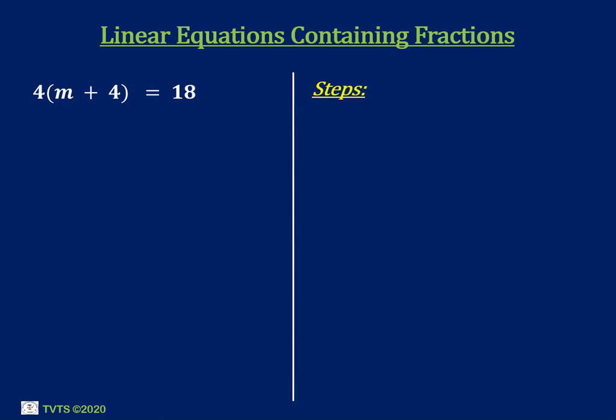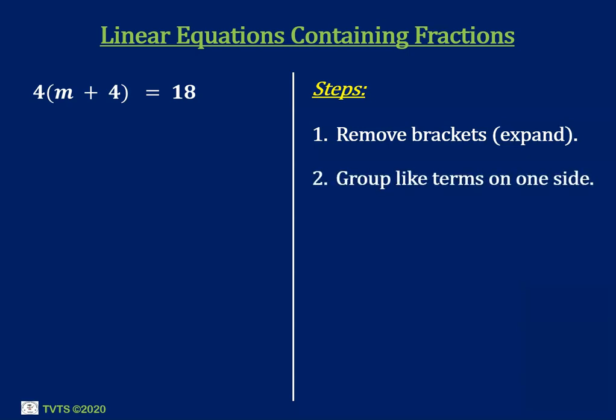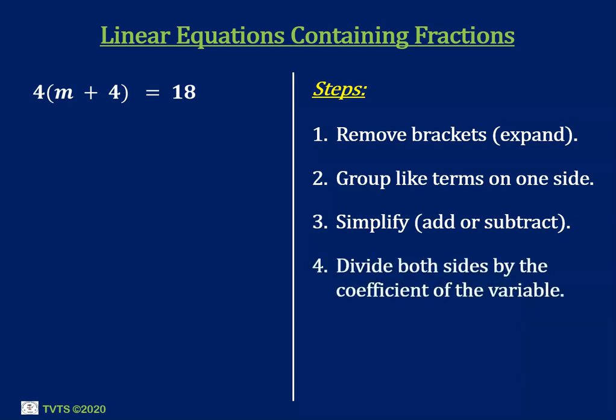Step 1. Remove the brackets by expanding. Step 2. Group like terms on one side. Step 3. Simplify by adding or subtracting like terms. And step 4. Divide both sides by the coefficient of the variable.